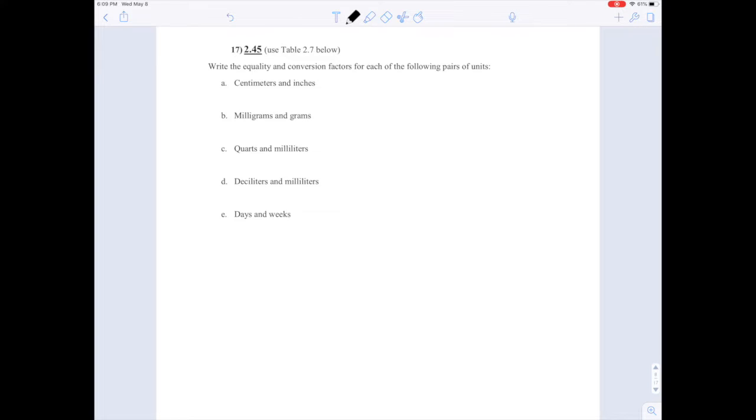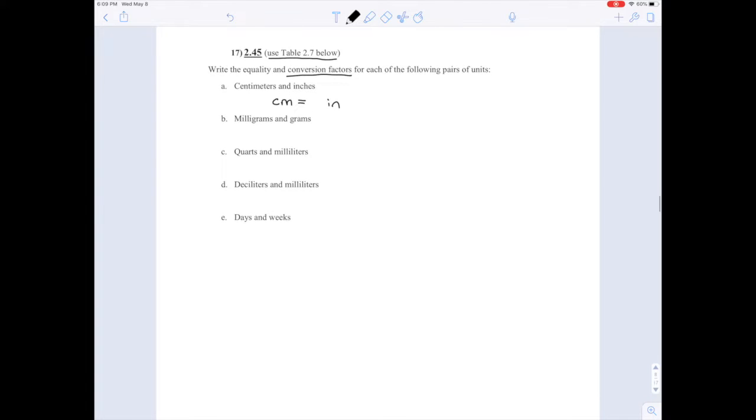Chapter 2, question 17, asks you to write the equality and conversion factors for each of the following pairs of units. Now, a conversion factor tells you how two units relate to each other by using an equal sign. So, for example, in the first one, they're asking for centimeters and inches. The question is, how do centimeters relate to inches? And so, in order to find these out, you would want to use table 2.7 below.